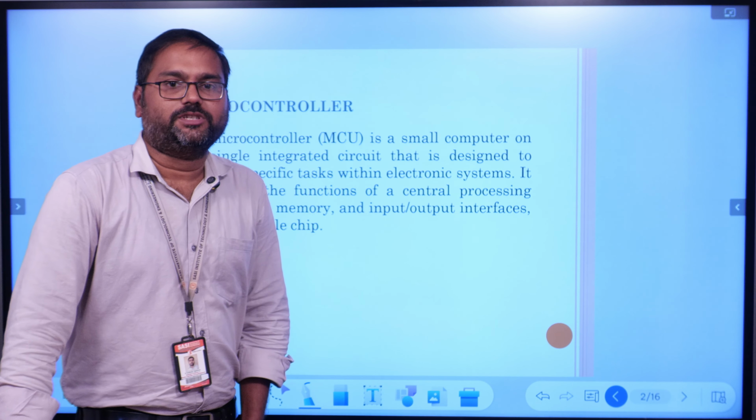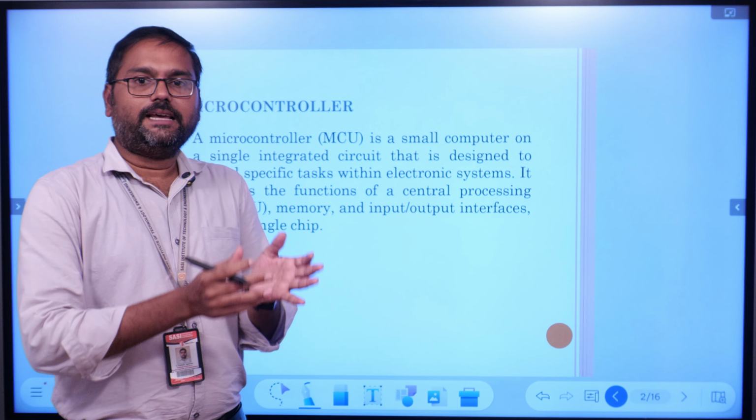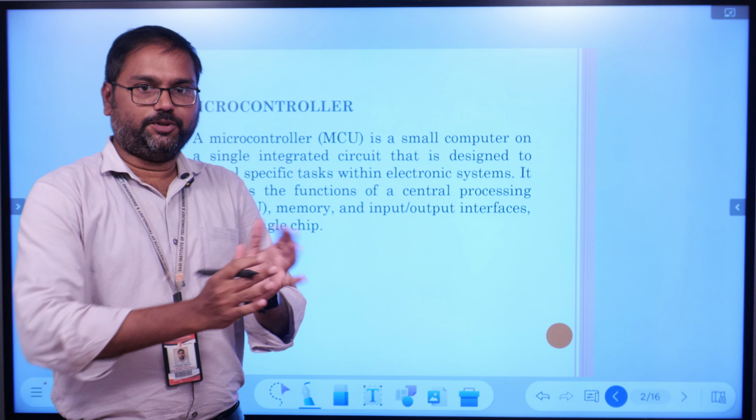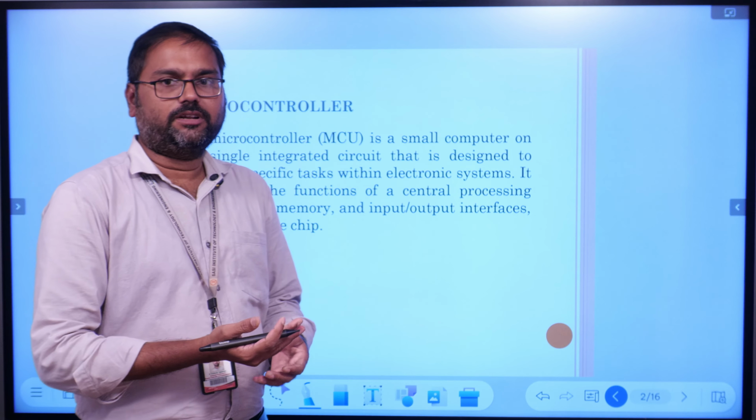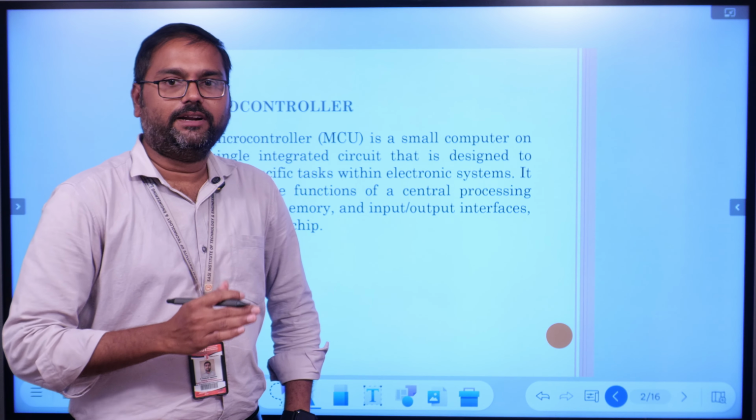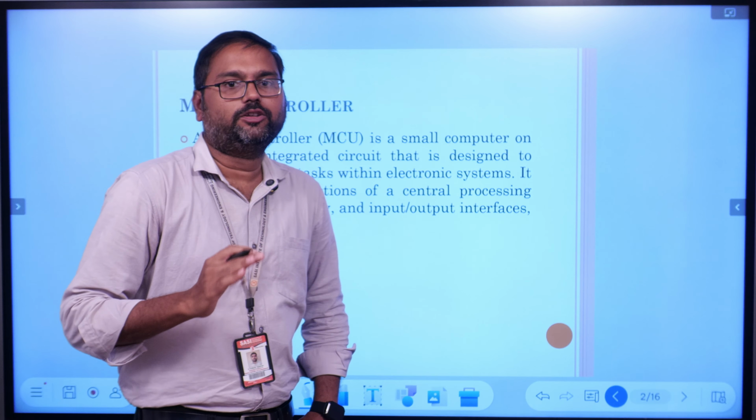So what is meant by microprocessor? A microprocessor is basically a CPU that can perform any task, but to perform any task, it needs some additional or external devices. For example, RAM or ROM memory, IO ports, and timer and counter devices. These peripheral devices are connected externally to the microprocessor.